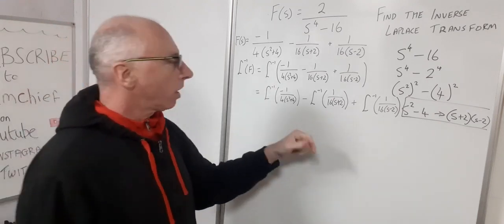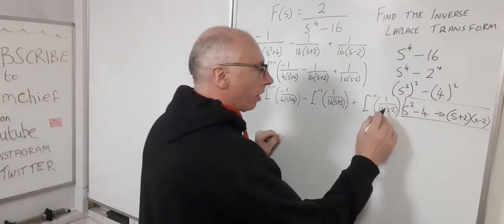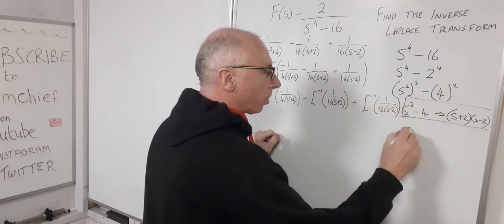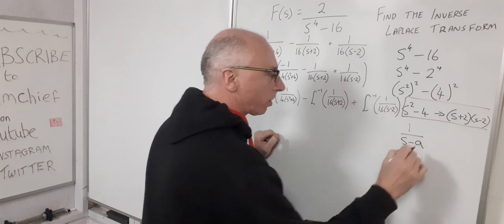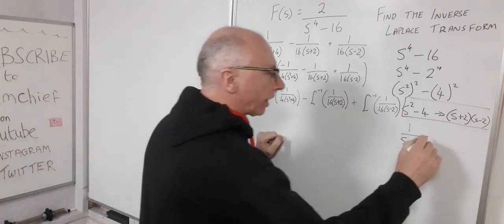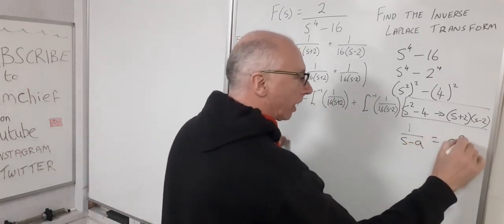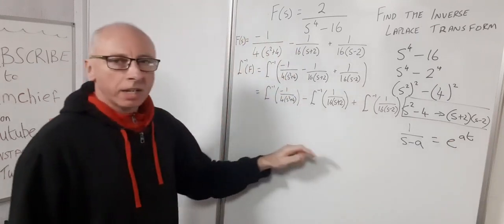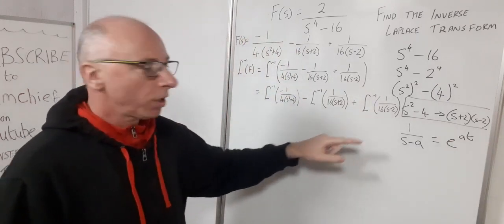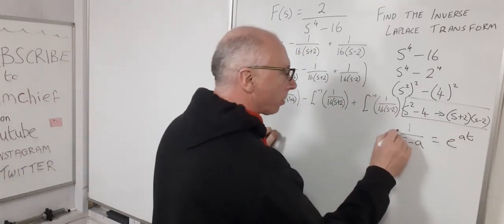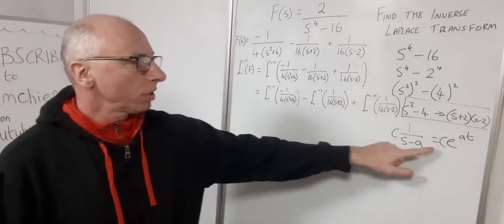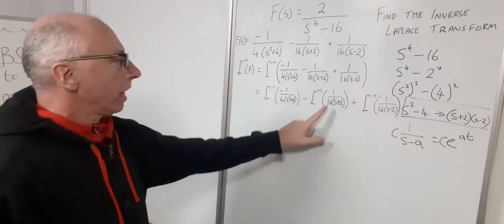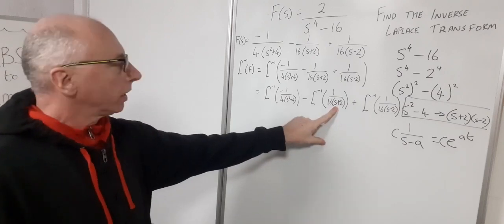And the format these are in is, if I just look at the 1 over s minus 2, if I look at that as s minus some constant a, that gave me e to the at. Now here we've got a coefficient of 1 over 16. So here I could just write a c for a coefficient, and that will be our general result for those. This one here is in the same format.